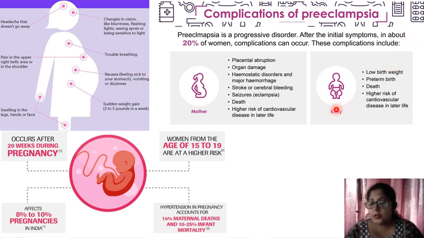What are the hazards to the mother? There can be placental abruption, organ damage, death. Preeclampsia can lead to seizures, that is eclampsia, and death. High risk of cardiovascular diseases. After that, stroke or cerebral bleeding. In case of the baby, the baby can be of low birth weight, preterm delivery, death is also there. And of course, higher risk of cardiovascular diseases.